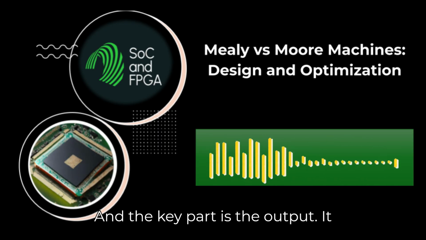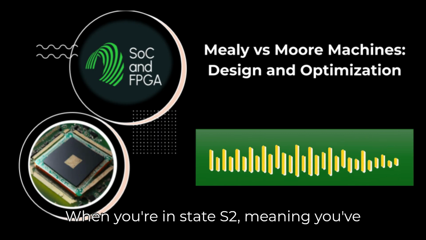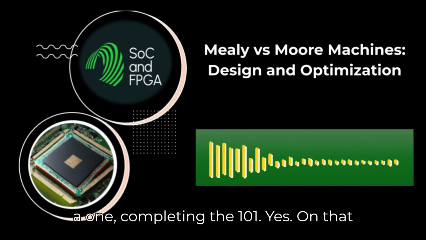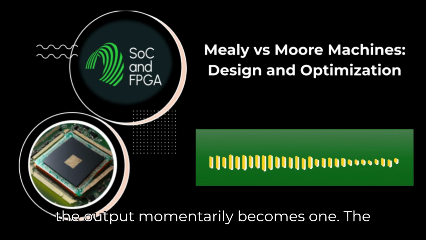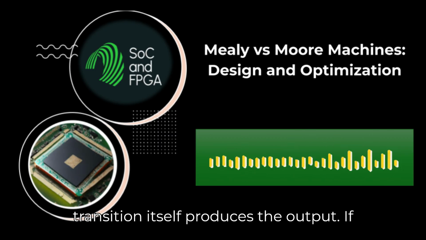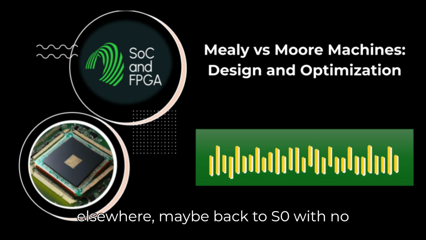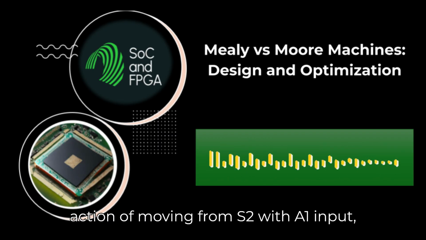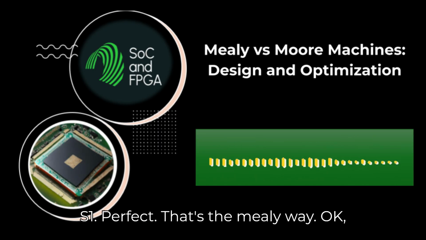And the key part is the output. It doesn't just turn on in a state. It happens on the transition, right? Exactly. When you're in state S2, meaning you've seen 10, and the next input is a 1, completing the 101, on that specific transition triggered by the 1, the output momentarily becomes 1. The transition itself produces the output. If the input was 0, you'd transition elsewhere, maybe back to S0 with no output. So the output is tied to the action of moving from S2 with a 1 input, not just being in S2 or the next state S1. Perfect. That's the Mealy way.